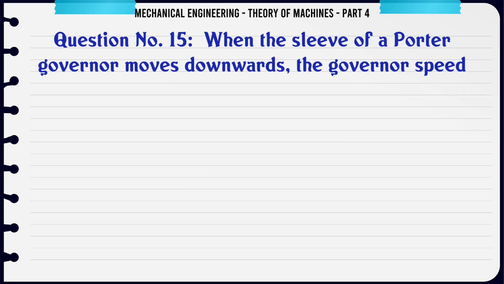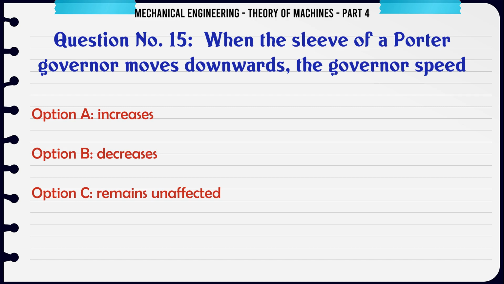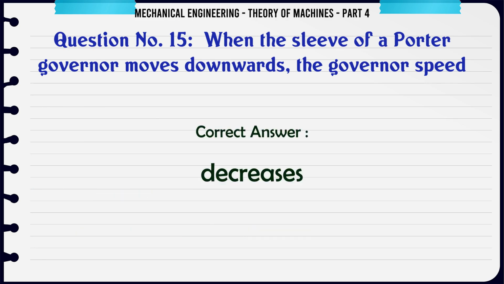When the sleeve of a porter governor moves downwards, the governor speed A. increases, B. decreases, C. remains unaffected, D. first increases and then decreases. The correct answer is decreases.